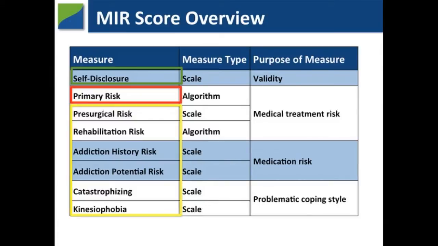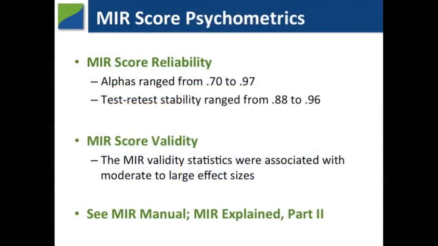Both of these, in essence, are an algorithm which produces a way of counting the number of risk factors present. And so, as opposed to having items, these two measures are both based on the number of risk factors present. The next presentation will be devoted to the MIR psychometrics, but very briefly I want to review some things here.